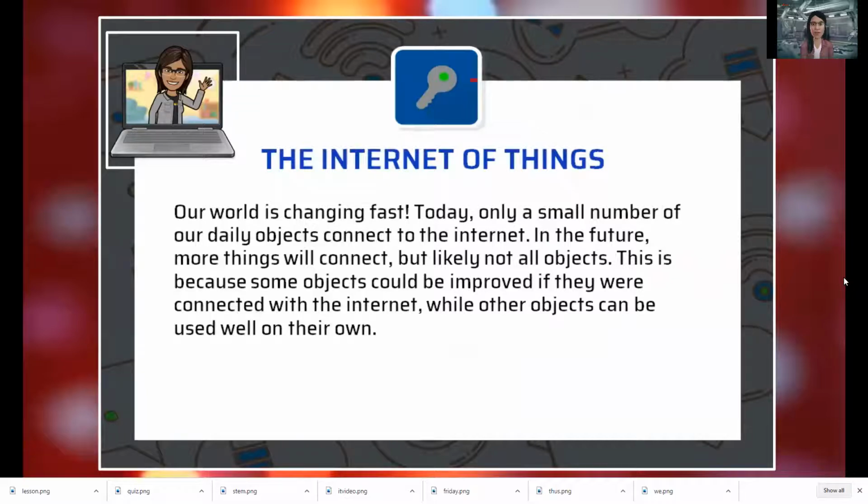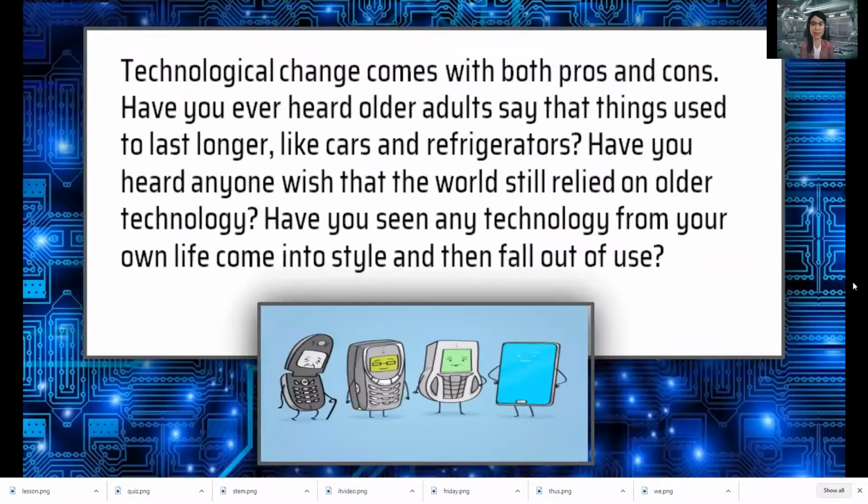Our world is changing fast. Today, only a small number of our daily objects connect to the Internet. In the future, more things will connect, but likely not all objects. This is because some objects could be improved if they were connected with the Internet, while other objects can be used well on their own.